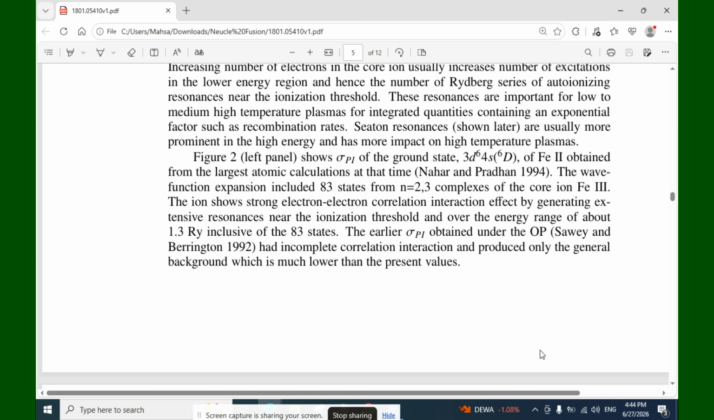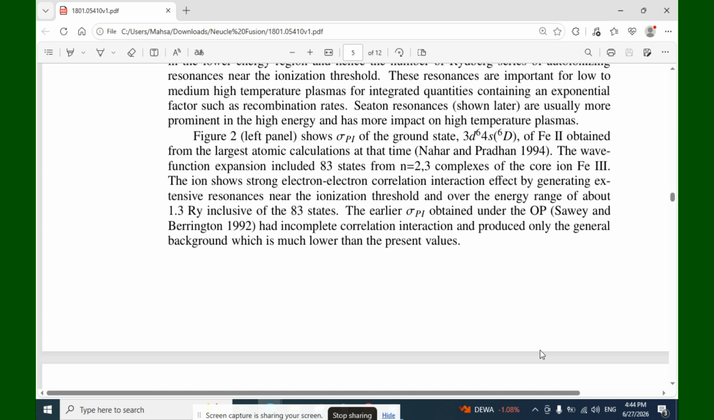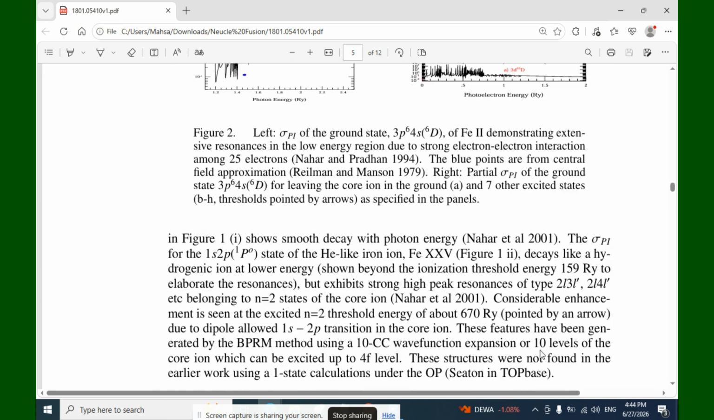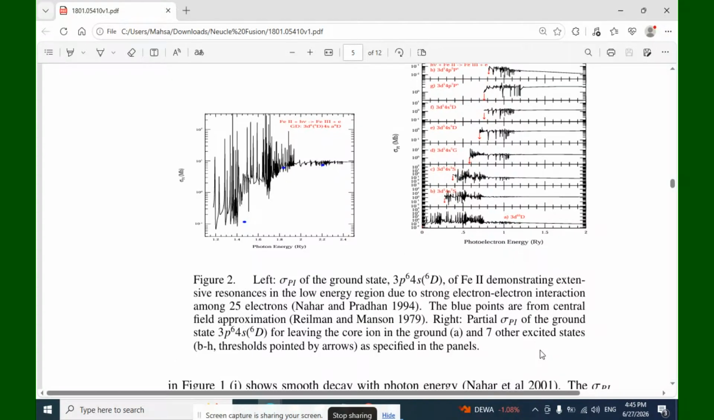The earlier sigma PI obtained under the Opacity Project, Sawey and Berrington 1992, had incomplete correlation interaction and produced only the general background, which is much lower than the present values. So figure 2 illustrates, on the left side, sigma PI of the ground state 3d^6 4s of Fe II, demonstrating extensive resonances in the low energy region due to strong electron-electron interaction among 25 electrons, Nahar and Pradhan 1994.